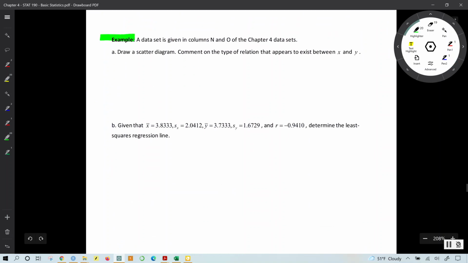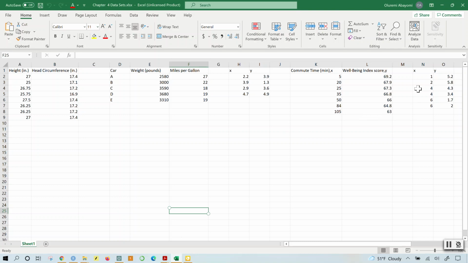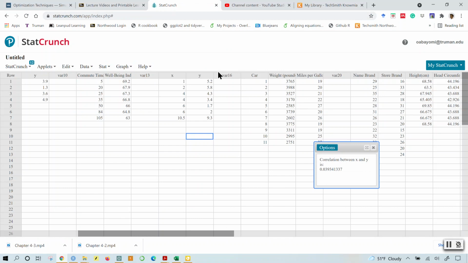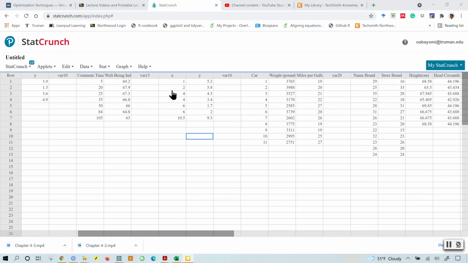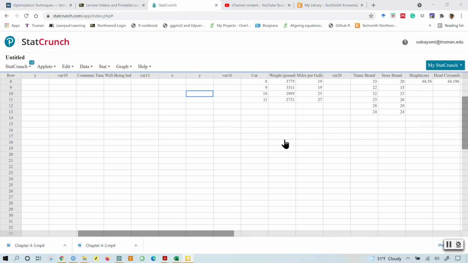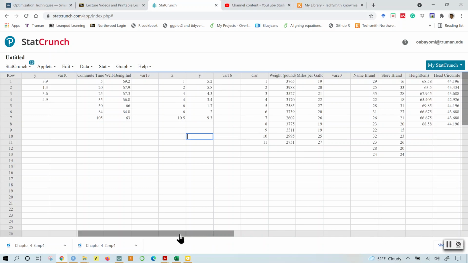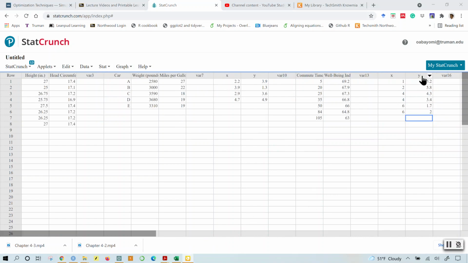So, in this example, a data set is given in columns N and O of the chapter 4 data sets. So let's see that data set. This is the columns N and O of the chapter 4 data sets, and I have copied it into StatCrunch. So here it is in StatCrunch. This is the data. So let me scroll to the right and let me scroll up. And I believe that should be here. So here is the data set right here, adjusted.